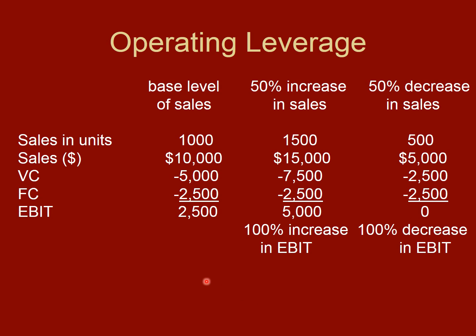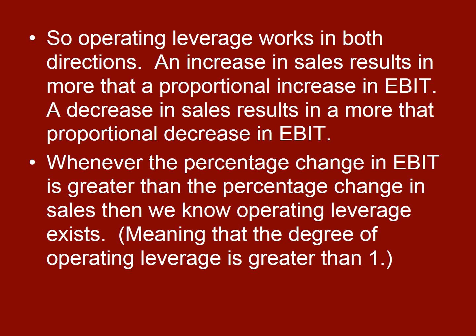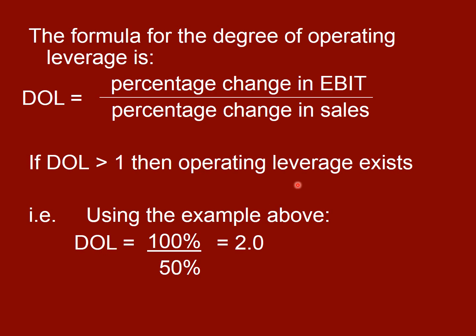Now, we want to find out exactly what the degree of operating leverage is, and we can compute that using these numbers here. Just before I do that, this is a slide that summarizes what I've said so far: it works the same in both directions, and if you have a disproportionate change, then we know that operating leverage exists. So how do we find the actual degree of operating leverage?